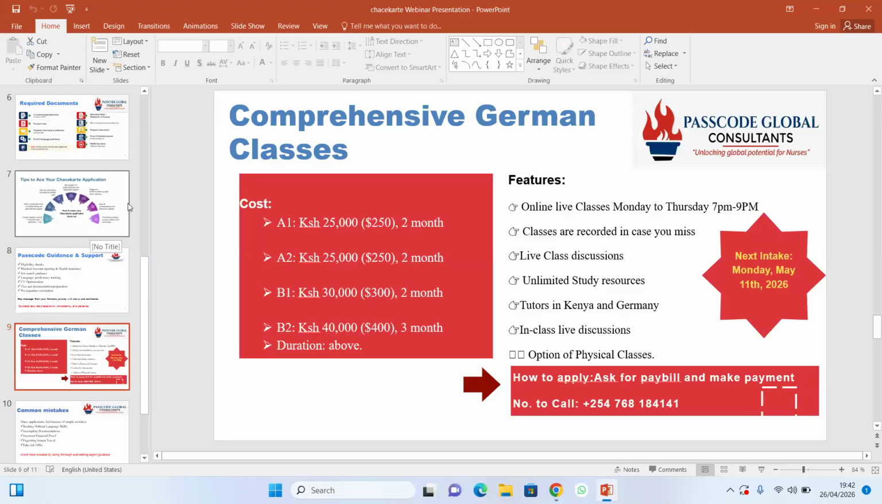We have a very comprehensive German language program at Passcode Global Consultants. And those who want to reach out to us, they can reach out to us via 2547 68 184 141. That is our languages number. So in case of any questions, in case of any concern, in case of any query, that is the number you reach out to, and you're going to get the necessary help you need. We also have an email that is languages@passcodeglobalconsultants.com. So that is our languages email. You can reach out to us and we're going to help you.